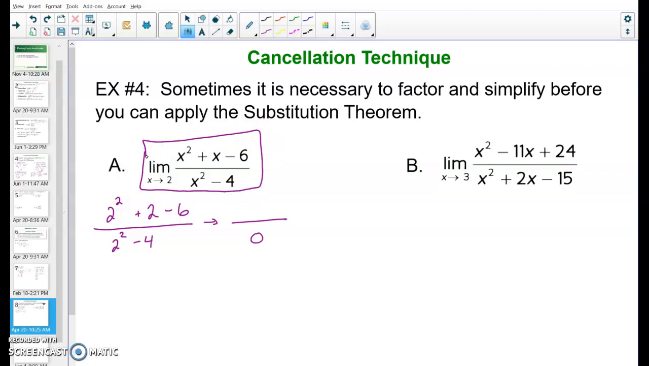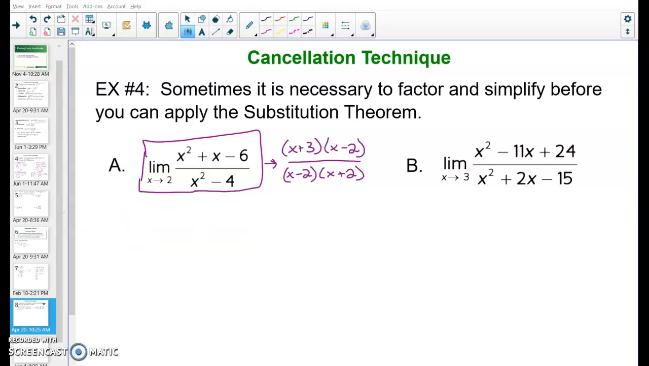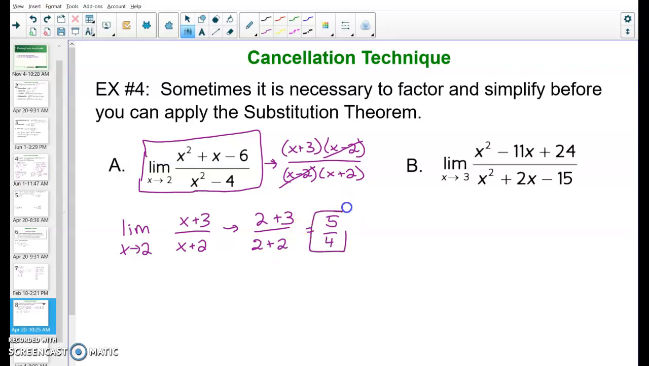Okay, so go ahead, pause this, try factoring it on your own. Okay, so I factored it out. We have a difference of perfect squares on the denominator and a trinomial on the numerator. This allows me to cancel out my x minus 2. So now I have an x plus 3 over an x plus 2, and I'm going to do substitution again. So I plug 2 in on my numerator and 2 in on my denominator. And my answer then is 5 over 4.